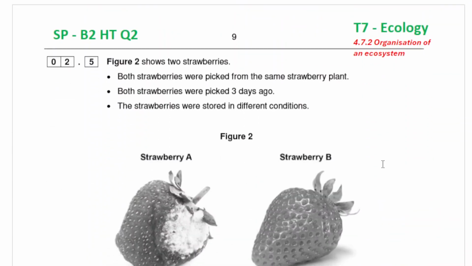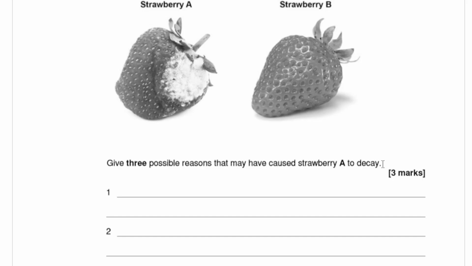2.5. Figure 2 shows two strawberries. Both strawberries were picked from the same strawberry plant. Both strawberries were picked 3 days ago. The strawberries were stored in different conditions. Give 3 possible reasons that may have caused strawberry A to decay.